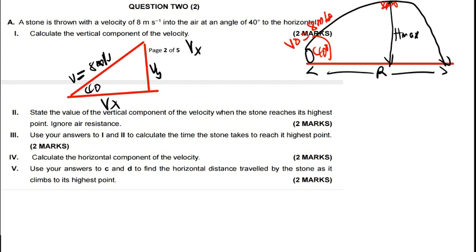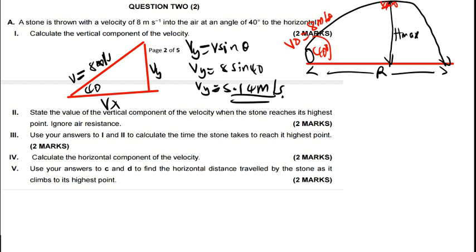The same thing we're talking about under vectors: Vy will be V sine theta. So Vy will be 8 sine 40. What is 8 sine 40? That is 5.14 meters per second. That is my vertical component of the velocity.